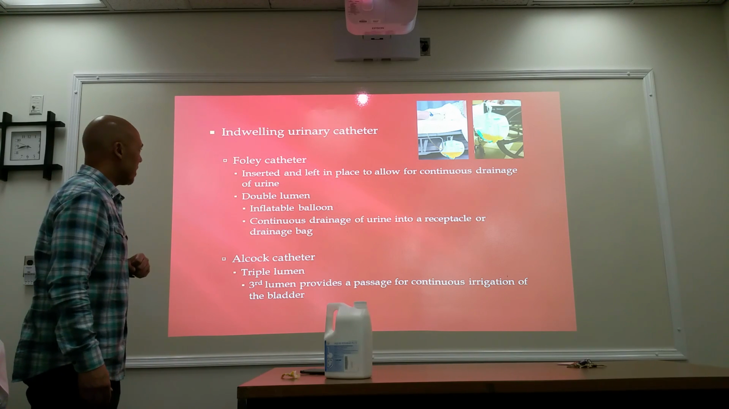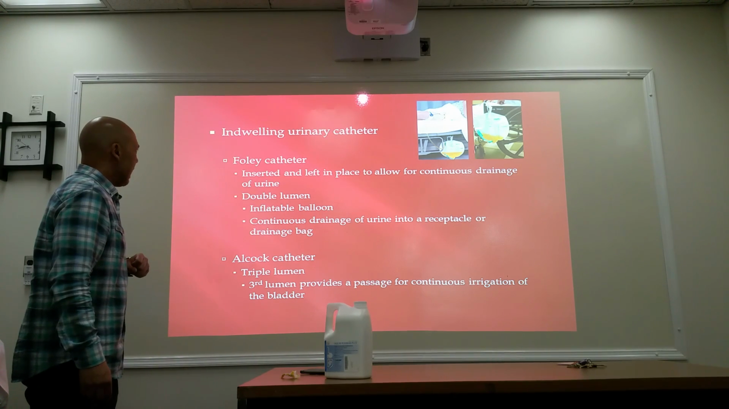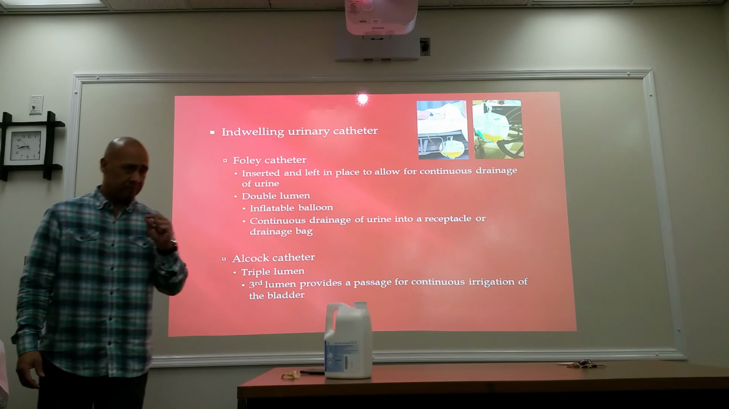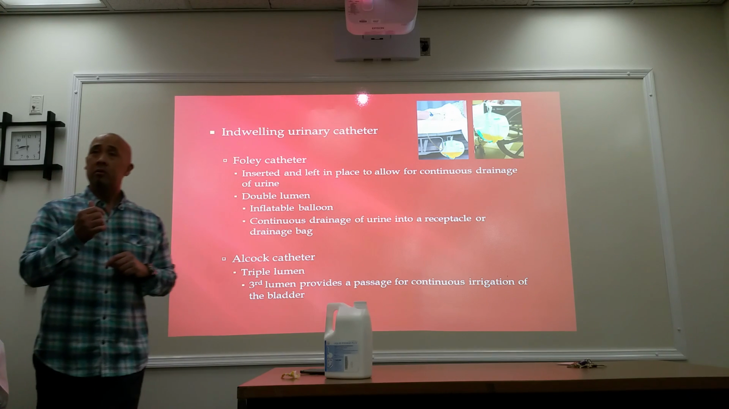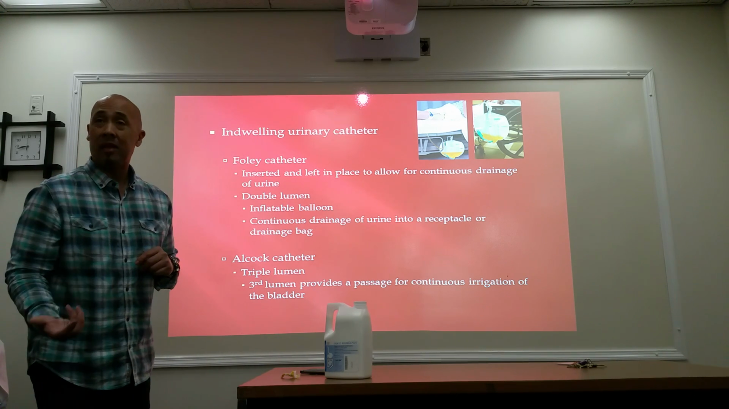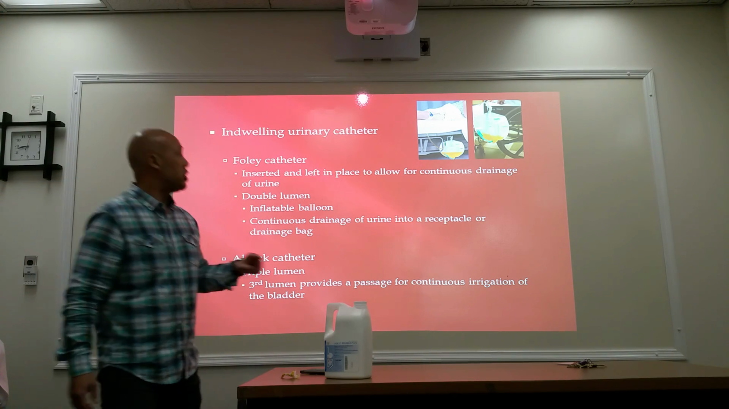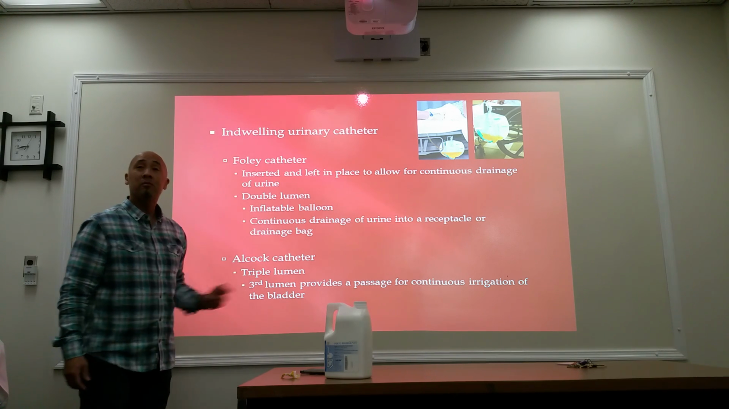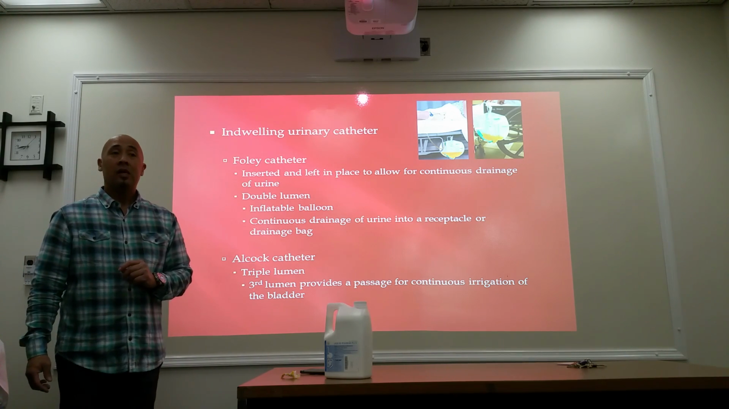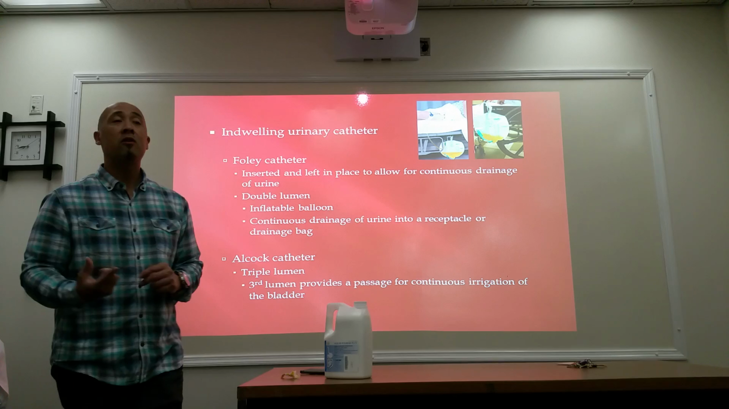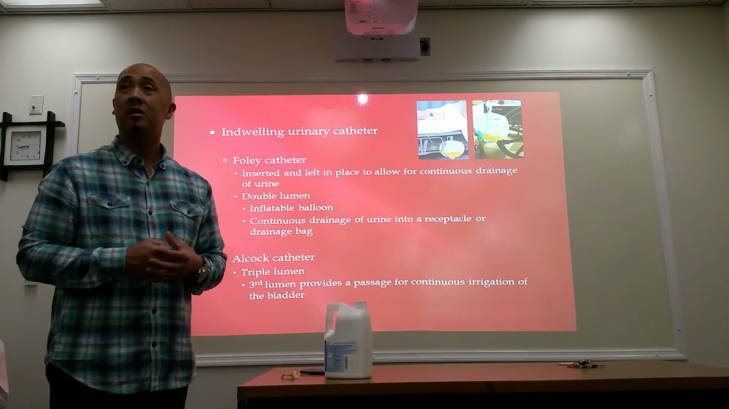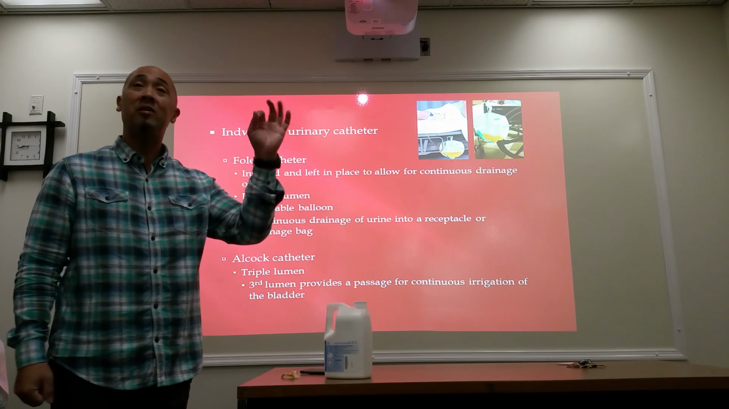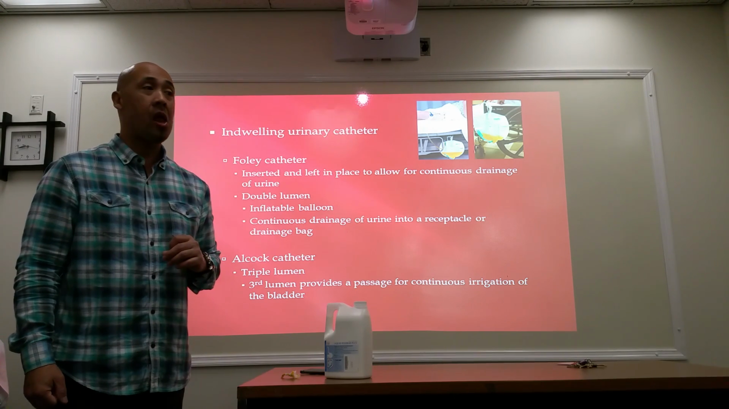The Foley catheter has two tubings. One to drain the bladder, and the other tube has an inflatable balloon. So when the catheter is placed into the bladder, we will inflate the balloon so it doesn't get dislodged. So the balloon is inflated within the bladder.